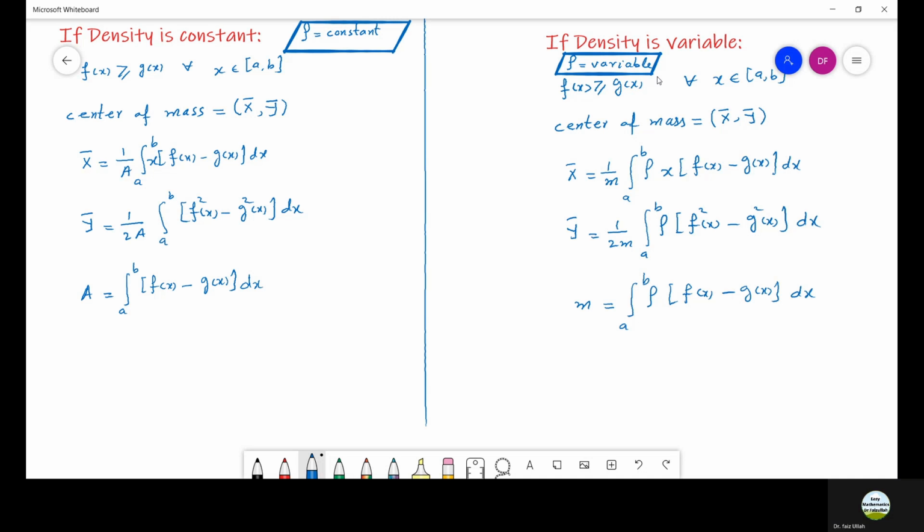However, these formulas can be used even if rho is constant. For both cases, you can use these formulas, but the first one can be used only if rho is a constant.